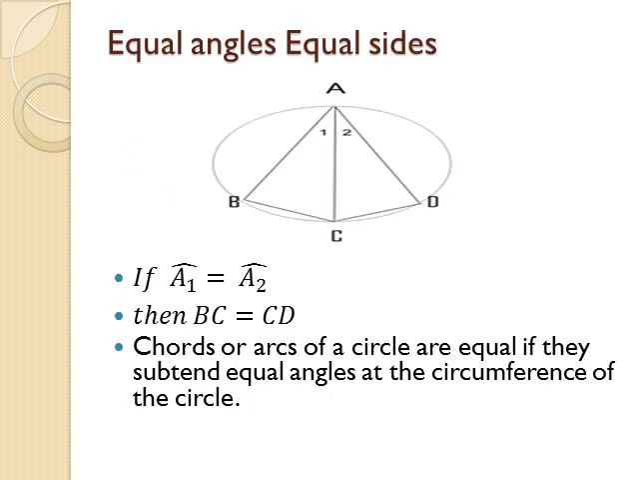And the last one is a very common one, tested a lot in exams. Equal angles, equal sides. If angle A1 equals angle A2, then that chord BC must equal the chord CD. We say chords or arcs of a circle are equal if they subtend equal angles at the circumference of the circle. Very important: at the circumference, not at the center. Then line BC must equal line CD. And that's Theorem 4, one of the most widely tested theorems. Somehow, some way, it always gets itself into different, bigger problems that we will do later on.